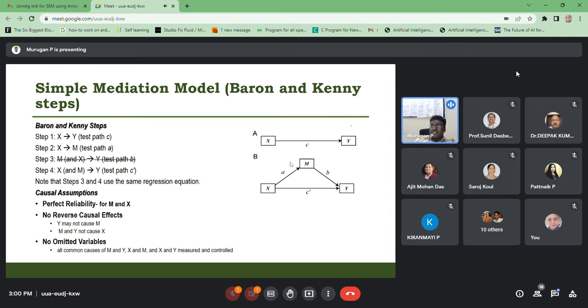So this X and M relationship is referred to as coefficient A, M and Y is referred to as B, and X and Y after the inclusion of M in the final stage is referred to as C dash. The C dash relationship in the 4th step is referred to as the direct effect. Previously, the X and Y relationship was referred to as the total effect, but here it is the direct effect. Logic is clear? Yes, sir.